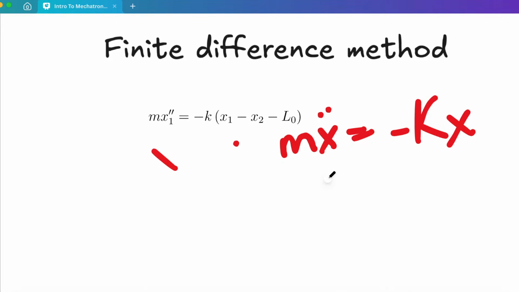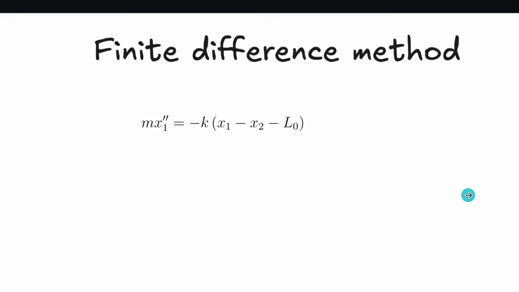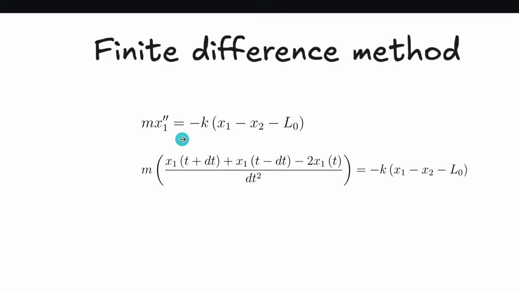Okay, I had to erase that, sorry. So mx double dot is equal to the spring force, where x1 is the x coordinate of block 1, x2 is the x coordinate of block 2, and L0 is the resting length. I have replaced x1 double dot with the equation from over here. I hope you have followed the transition from this step to this step. Then we know x1 at t minus dt and this quantity, so we'll rearrange for x of t plus dt to get this.